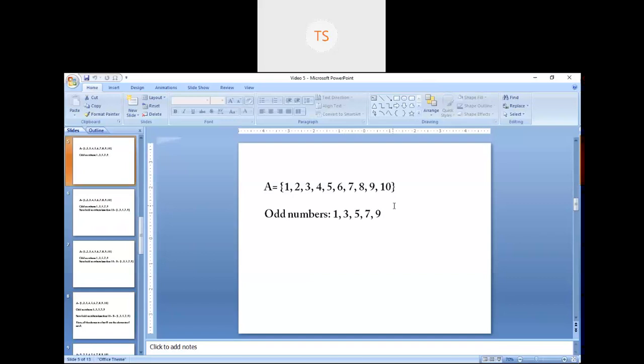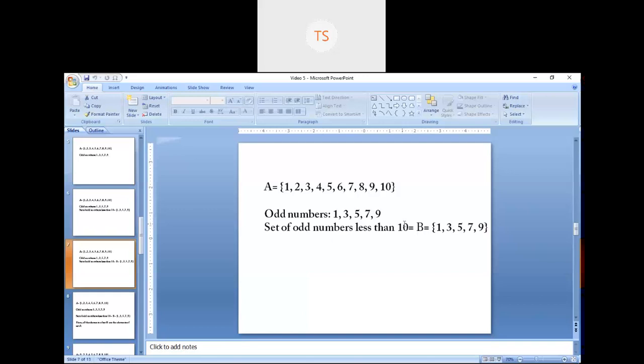Now to represent the set of odd numbers, I'll write: the set of odd numbers less than 10 is equal to {1, 3, 5, 7, 9}. So this is the set of odd numbers less than 10. I named that particular set capital B. Now you have two sets: capital A, the numbers from 1 to 10, and capital B, the set of odd numbers less than 10.